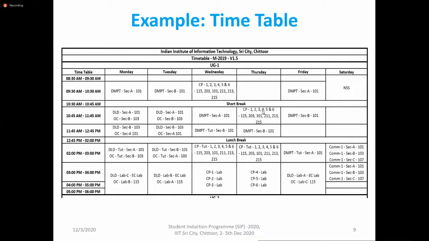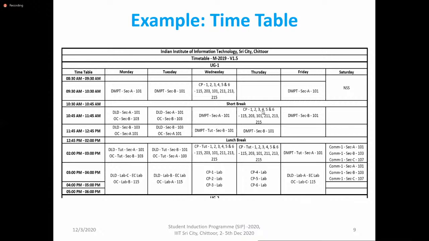So all these labs, you typically see after the lunch break, and you may see all the lecture hours placed before the lunch session. This is one example; this is not your timetable for this semester. I have just shown you an example timetable. All the details will basically be there in the timetable.